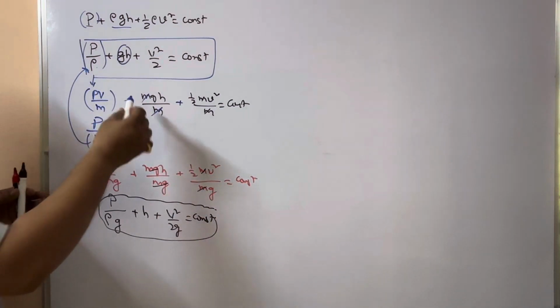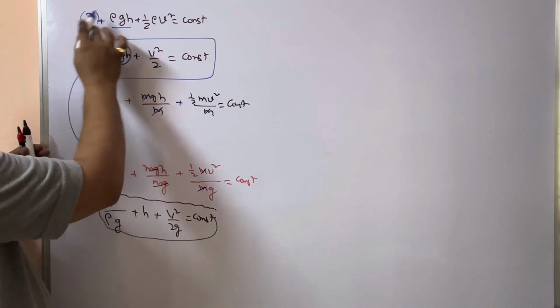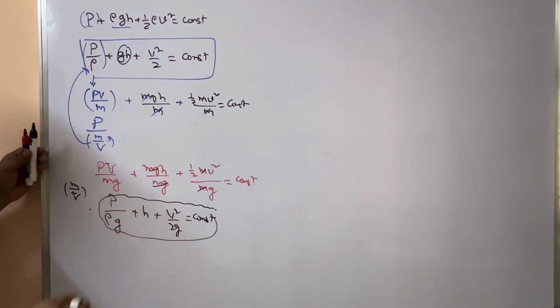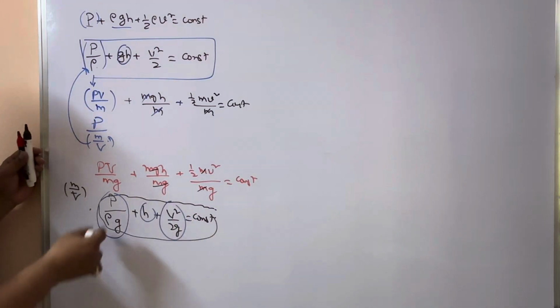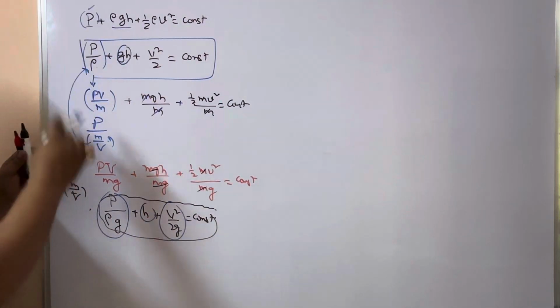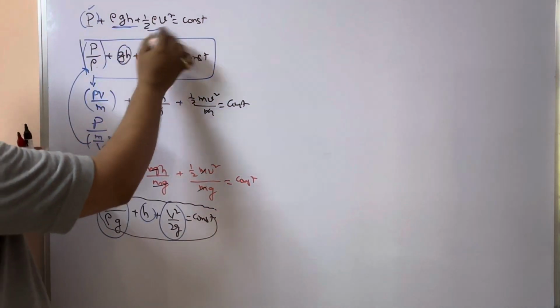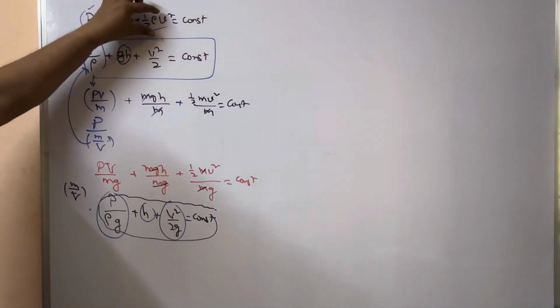What is conserved? What is the significance of Bernoulli's principle? All these are energies: pressure energy, potential energy, kinetic energy. Therefore, energy is conserved. Now these terms have different names. P is pressure head, rho g h is gravitational head, half rho v square is velocity head. Sometimes they ask only about this term.